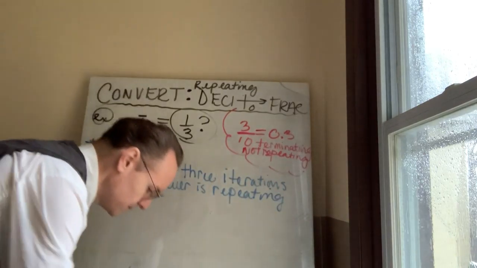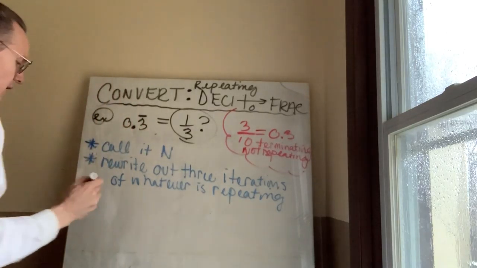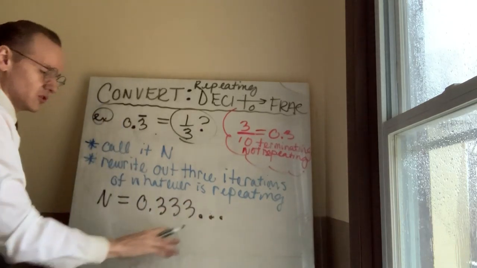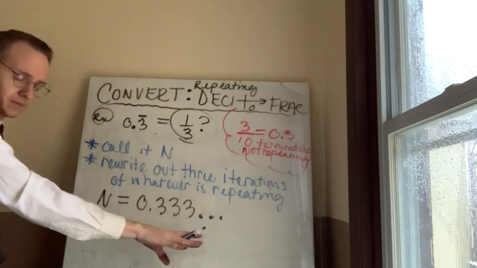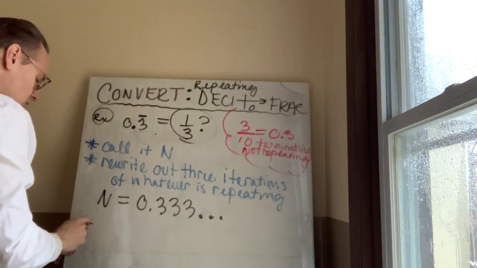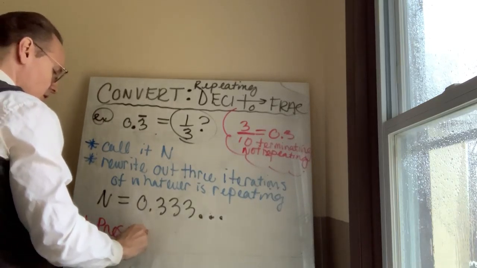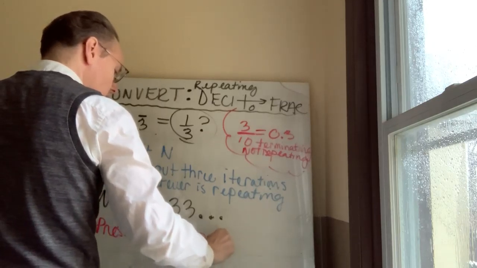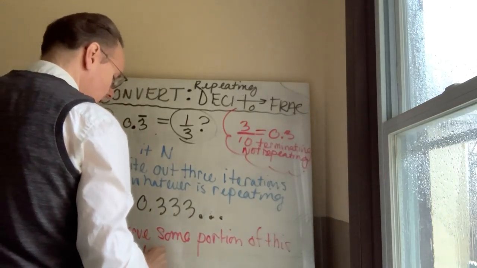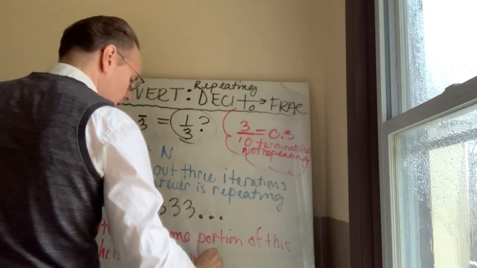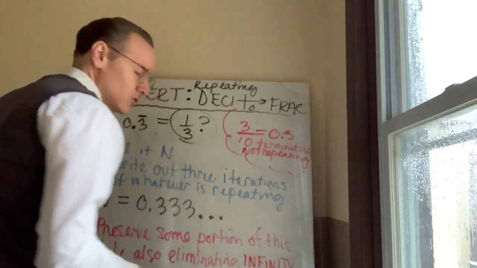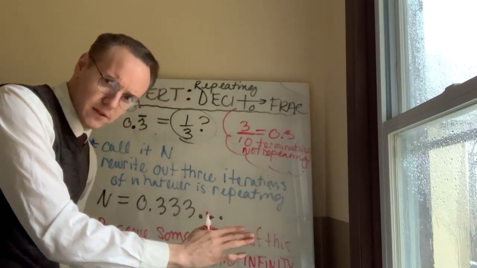So I'm going to call this N as 0.333, and I'm going to put some ellipses to say that's the pattern. It's going to be threes into infinity. Okay. What we want to do is essentially two things. One, preserve some portion of this, while also eliminating infinity. I want to erase infinity. I want to cancel out basically infinity.